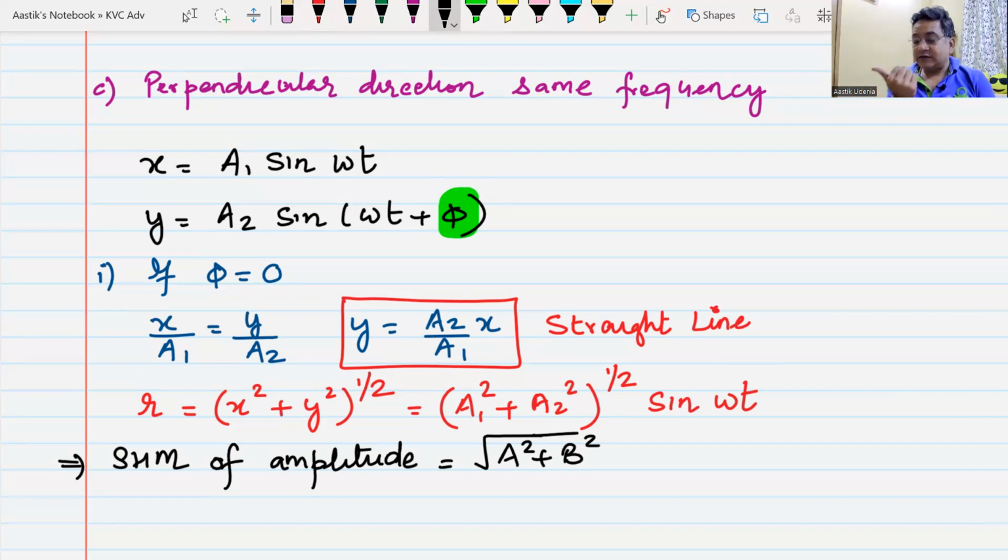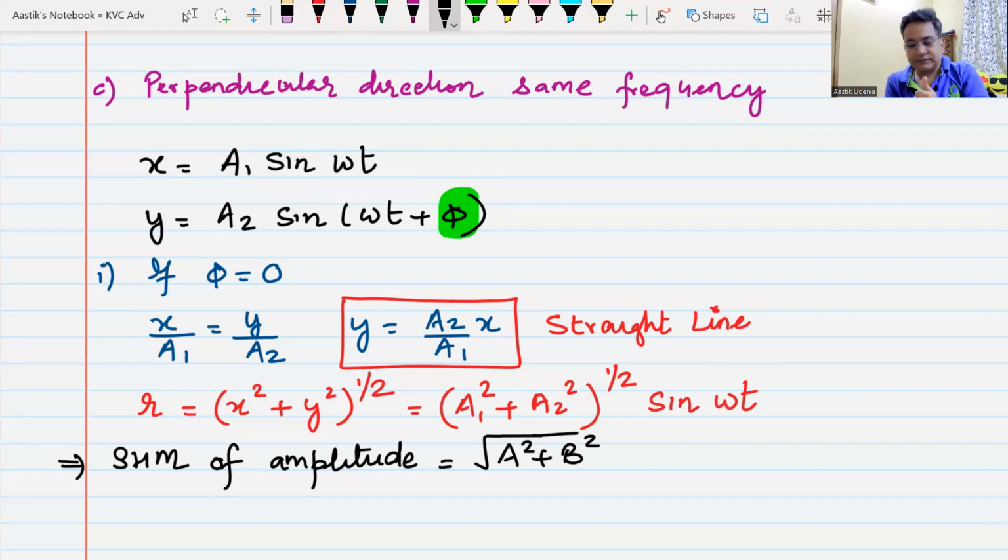So basically you see this. One SHM is like this and one SHM is like this, but they are in the same phase. That means they reach their mean position and extreme positions together. So if you add these two motions, what do you get? You get a motion like this in a straight line.